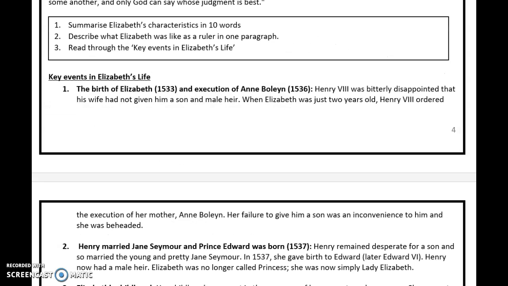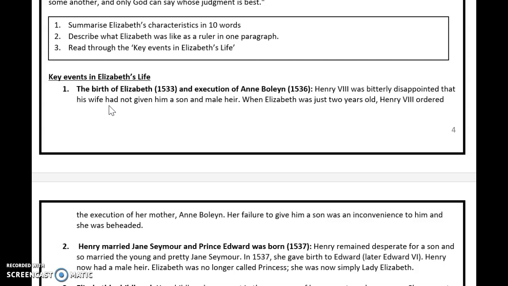What I would like you to do next is to read through the key events in Elizabeth's life. For each event, I want you to work out how these events and experiences shaped Elizabeth's character as an adult. So you will address this in the next question. So for example, event number 1, I'd like you to read it. The birth of Elizabeth and the execution of Anne Boleyn, 1536.